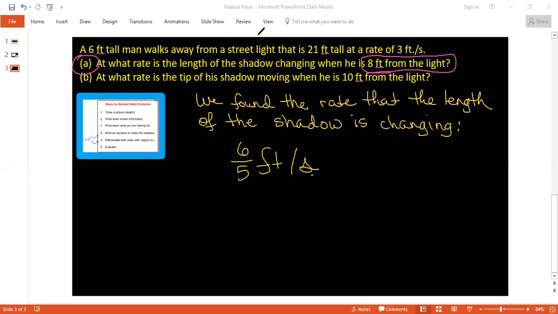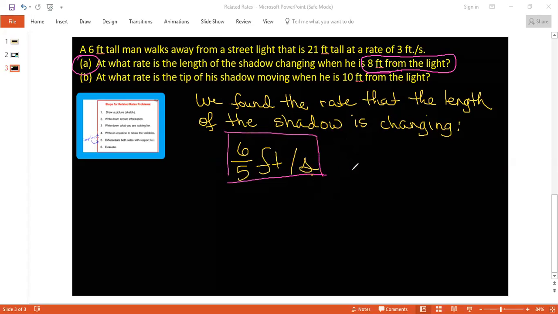But if you know that it's moving at a constant rate of 6/5 feet per second, it doesn't matter how far away from the light it's going to be, it's moving at this constant rate. So this answers that. So this part right here, we didn't even use. Did you notice that we didn't even use it? Okay, so now let's go to part B.